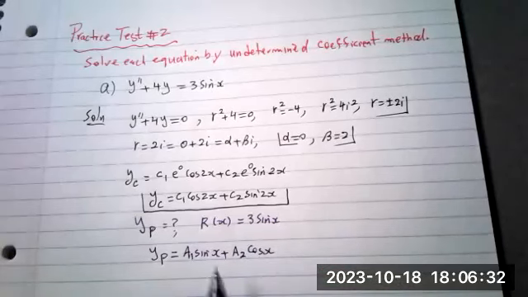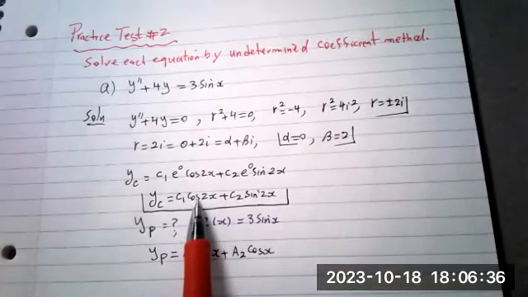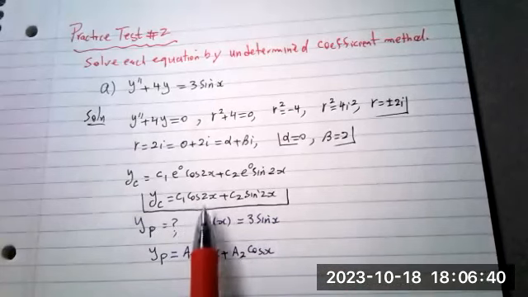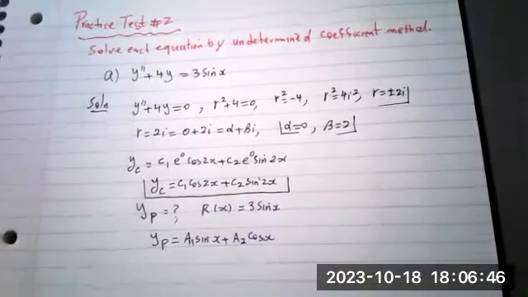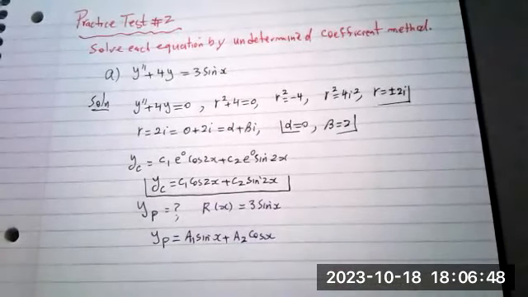Then you check to see if there is any duplicated term between the YP and the YC. In this case, there is none, because you have a cosine of 2x, but this is sine and cosine of x. So checking is completed, and you go for it. Yes? On the exam, would you mark this down if we were using like A and B? It doesn't matter. You can use whatever notation you like.